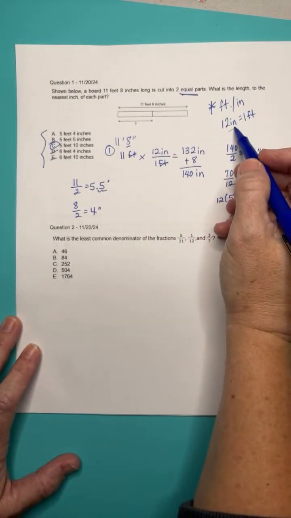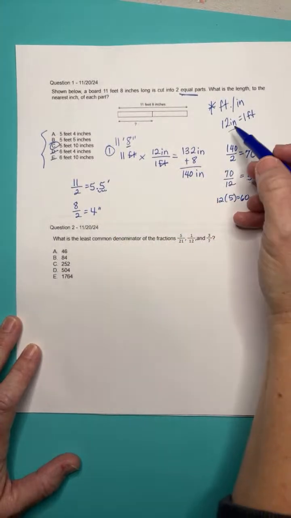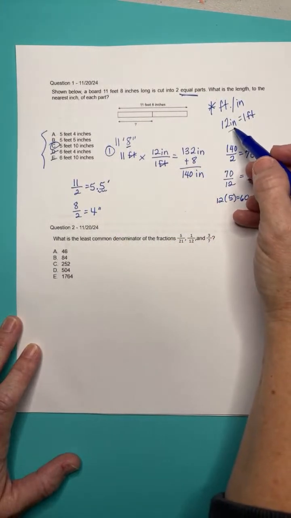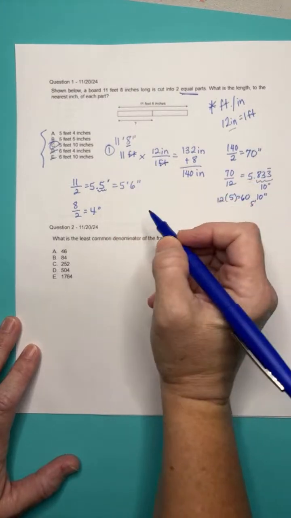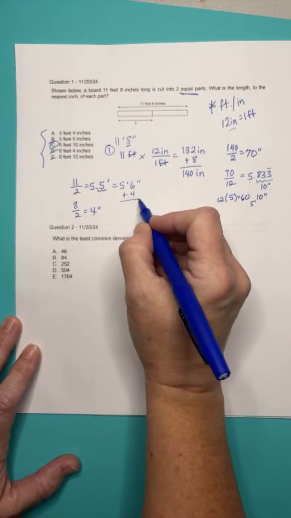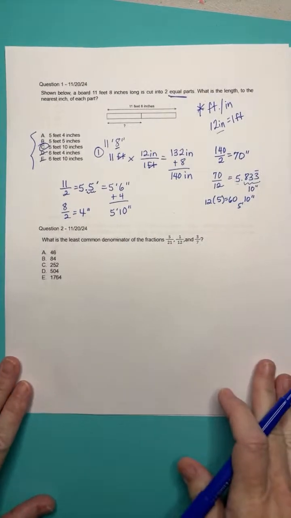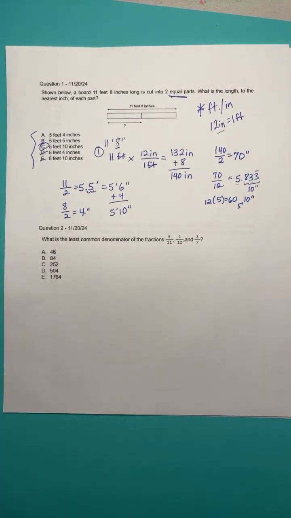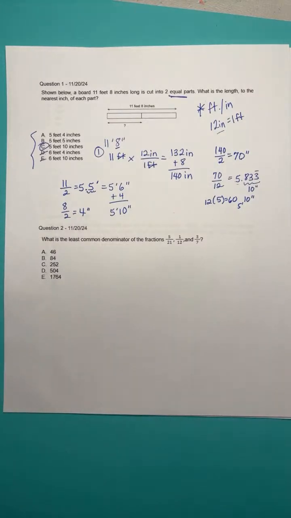But we've got to do something with this 0.5. Again, we've got to use the conversion. We know that 0.5, or half of 12, is 6. So that's equivalent to 5 feet 6 inches. Add that 4 where we divided the 8 by 2, and you have 5 feet 10 inches there. So again, I like to present different ways, and that way you can figure out what works for you.